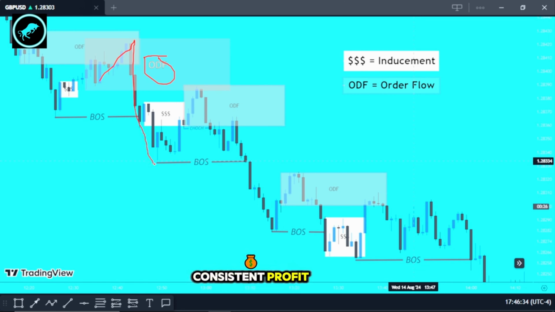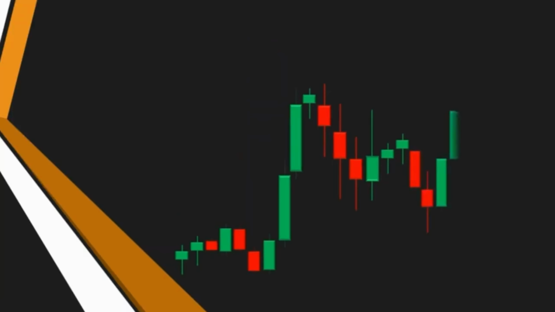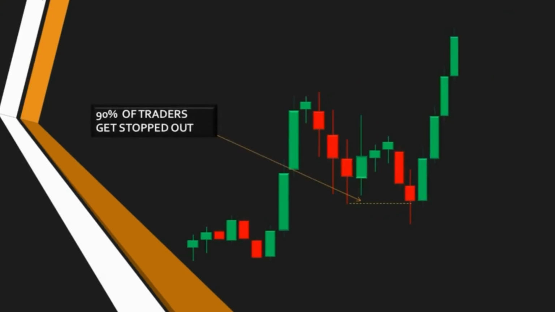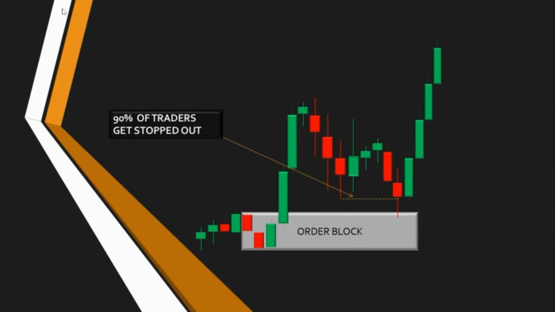Most retail traders will buy here because we had a breakout and now price has retraced. But what will happen is that price will continue lower, taking out 90% of traders' stop losses. What they do not know is that there is an order block below. This is where institutional traders place their buy or sell orders. That's why today we're diving into this crucial aspect of trading.